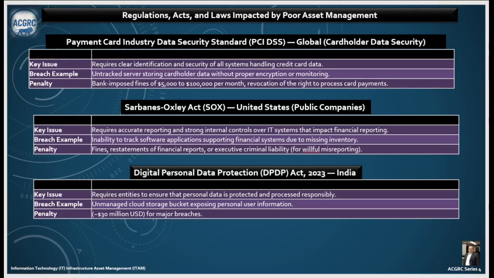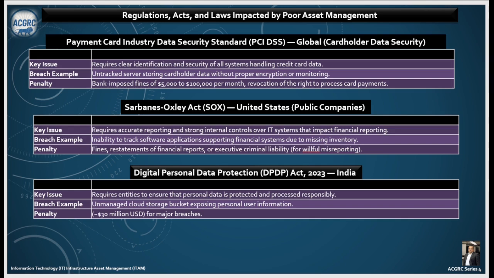The next is PCI DSS. The penalty in this case is from $5,000 to $100,000 per month till you fix the gap. Worst case scenario, they would revoke the rights to process any card payment. Now, this is a big business. Can you afford it? In SOX, there are fines and criminal liabilities are also inbuilt. Again, bad press hits the reputation which you would have built over many years.